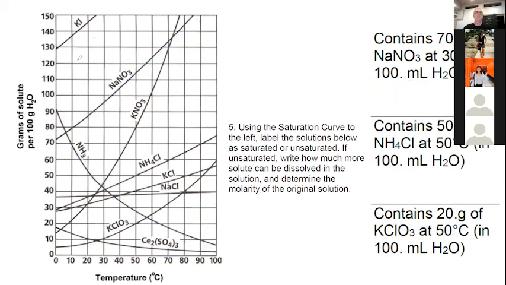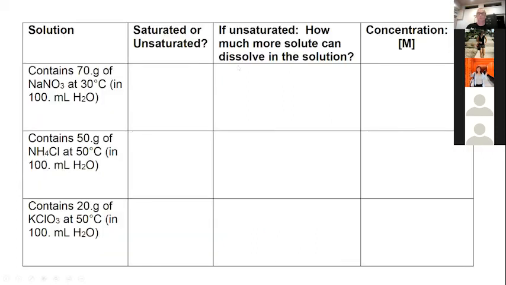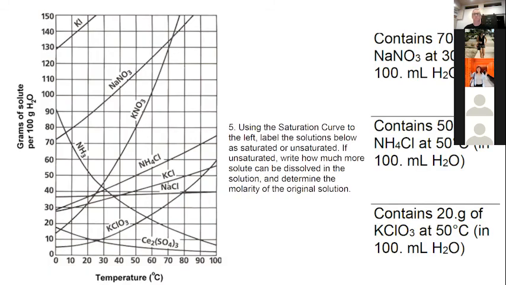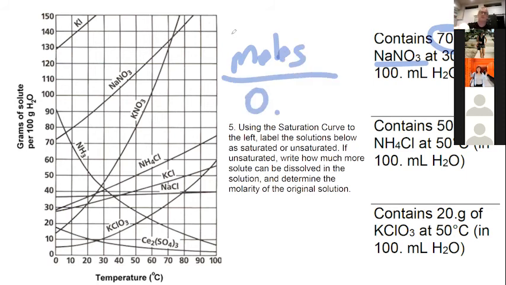Can you help me figure out how you figure out the molarity? It's just moles divided by liters. So convert this 70 grams using the molar mass of sodium nitrate into moles. You just divide 70 by the molar mass, and then divide that by 0.1 liters because that's 100 mils.